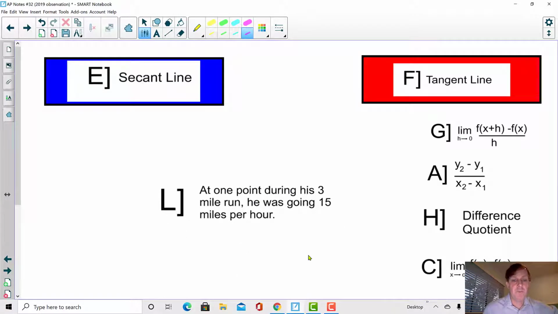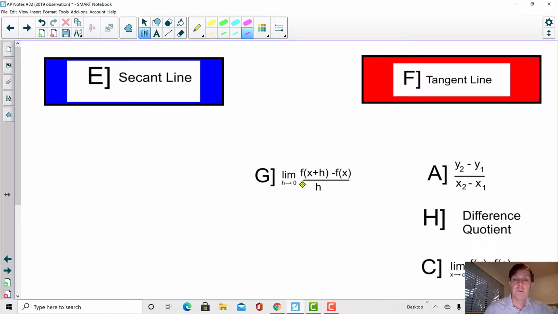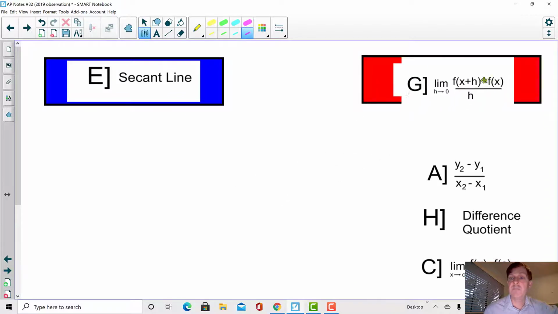Okay, for L, it says at 1 point during the 3-mile run, he was going 15 miles per hour. So that's an instantaneous rate of change. So we're going to put that with tangent line. Okay, for G, this is the definition of a derivative. Also, when you see that limit, you know it's calculus, so it's probably going to be tangent line. So let's put this in tangent line.